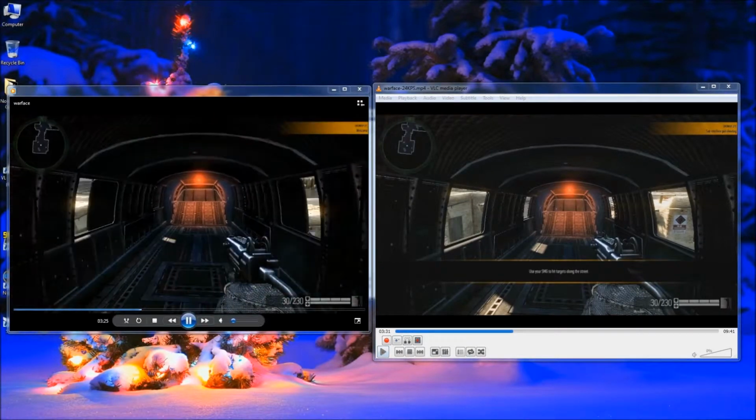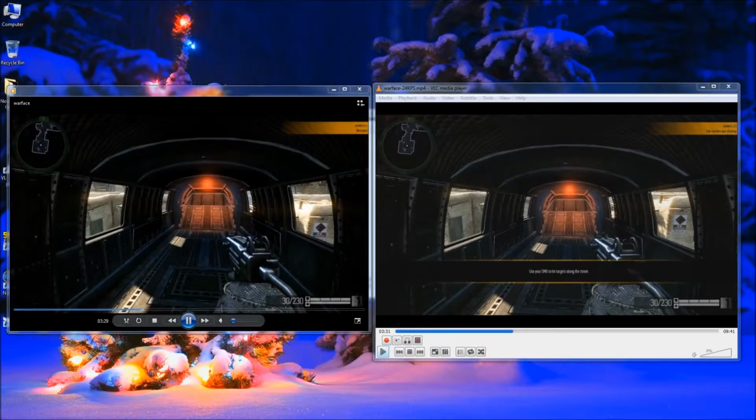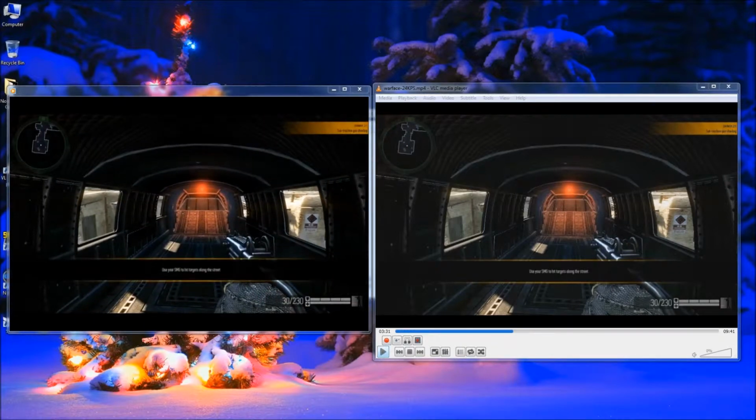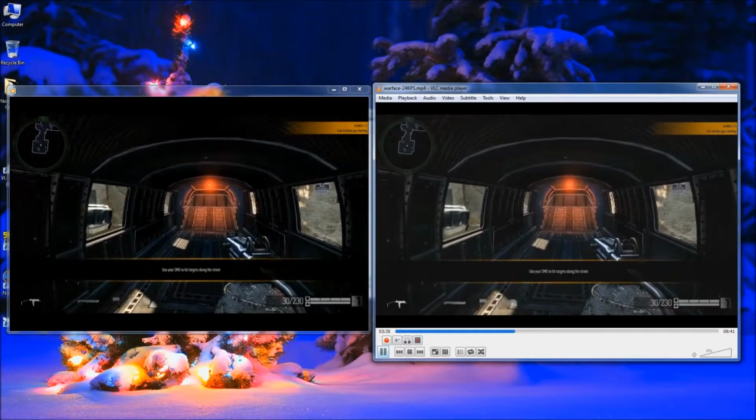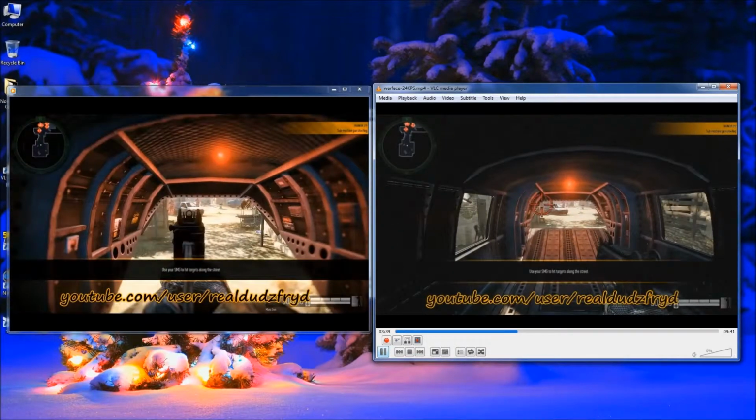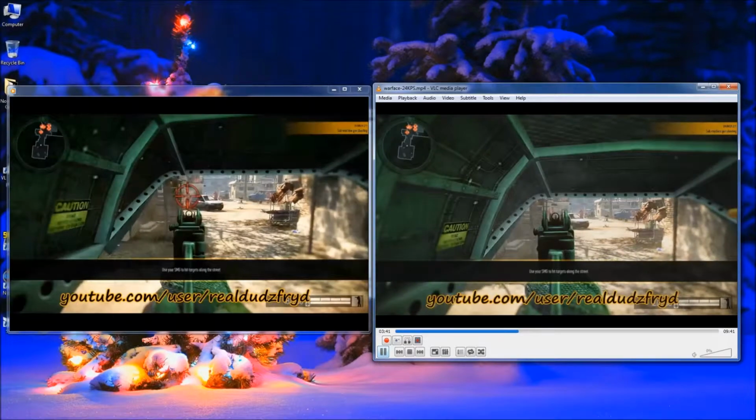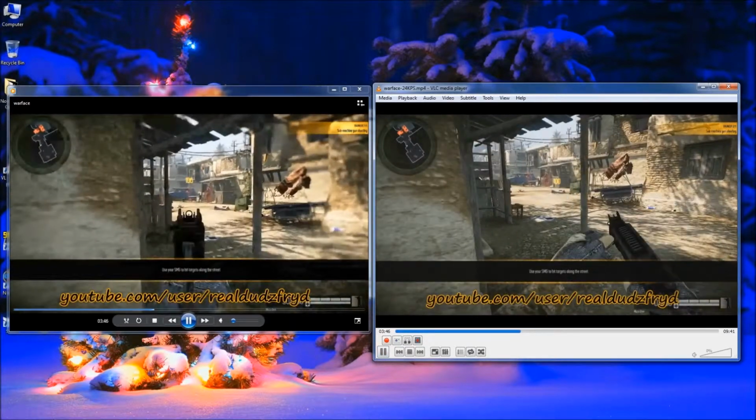But I've actually seen people do reviews of, say, video cards and things like that and say, oh, look how awful this looks. Well, I can literally make a GTX 970's video output look like a Radeon 2900 just by adjusting the bit rate.